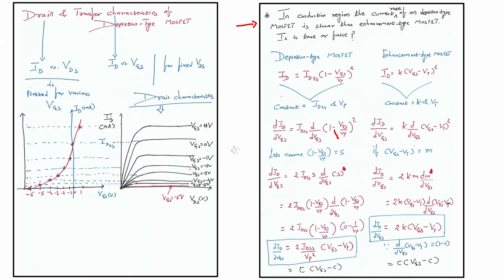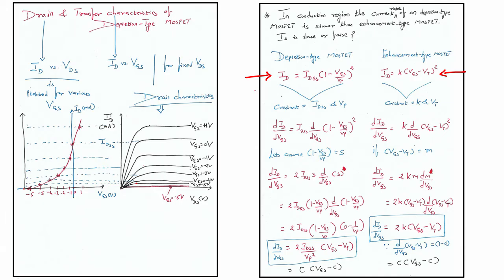Now, we all know that the ID formula for depletion type MOSFET is ID equals IDSS times (1 minus VGS by Vp) whole square, correct. And if I want to understand enhancement type MOSFET, then my current formula will be ID equals K times (VGS minus Vt) whole square. We will see the derivation of one of these. The rest you have to try to do by yourself as well.